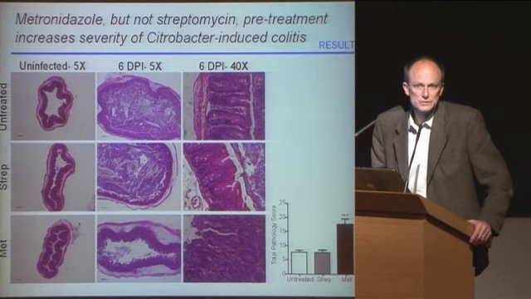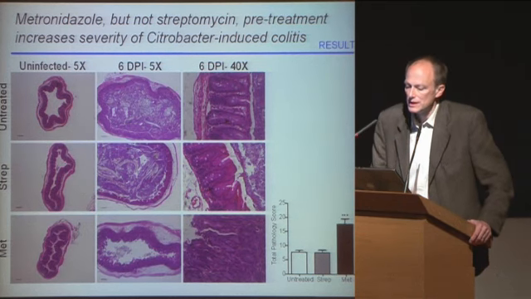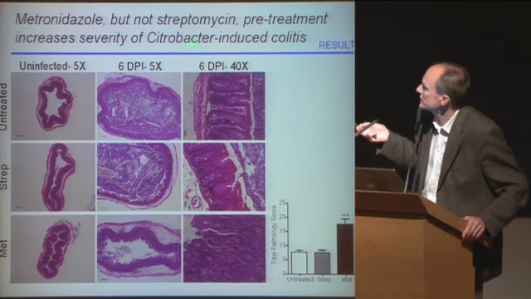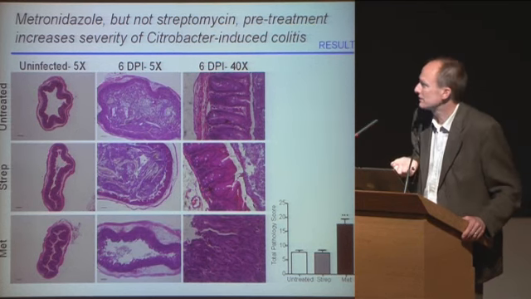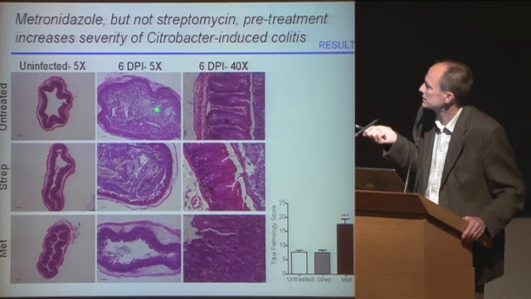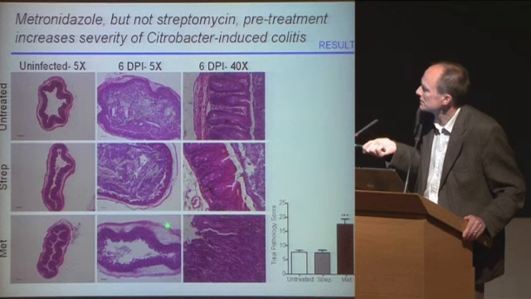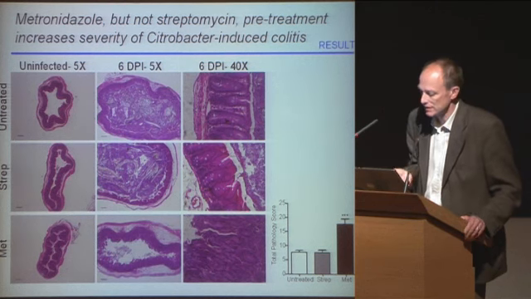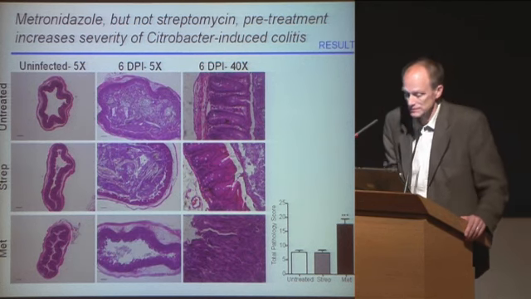Well, what happens when you infect with Citrobacter? What we found is that when you treated with metronidazole, you had a much more severe infection with Citrobacter, but streptomycin had no effect on the Citrobacter infection. So let's look at this here. Uninfected, they're basically just fine, and streptomycin the same, but with metronidazole you see a much more profound disease phenotype, a lot of infiltration, fluid, etc., a bigger disease phenotype and higher pathology score than if you didn't pre-treat when you gave Citrobacter.